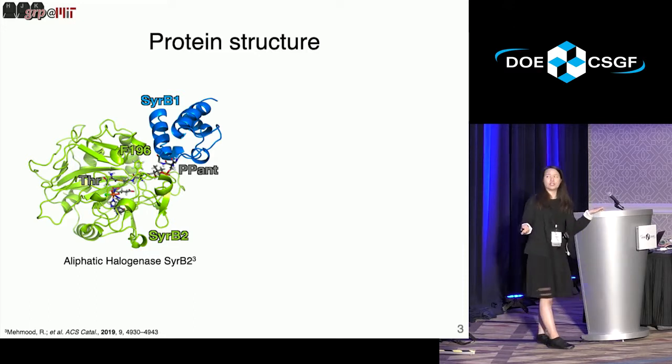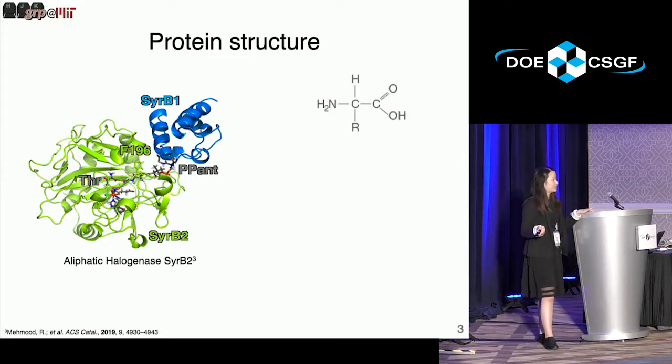So you'll often see proteins drawn in this kind of cartoon model. But at its core, a protein is a long chain of amino acids. So every amino acid, or I might also call it a residue, has the same backbone. But there's 20 different possible side chain groups that have different properties. They might be positively charged or negatively charged. They might be polar. They might be nonpolar.